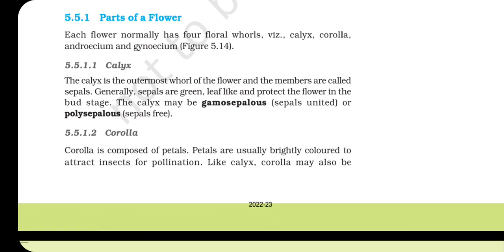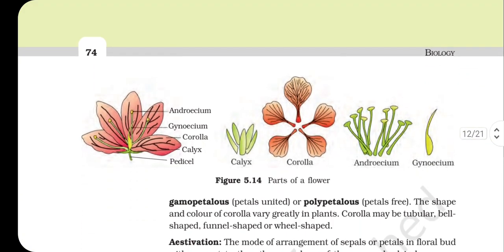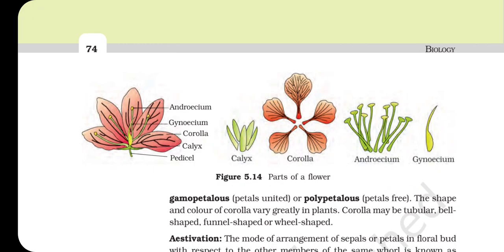Corolla is composed of petals. Petals are usually brightly colored to attract insects for pollination. Like calyx, corolla may also be gamopetalous, petals united, or polypetalous, petals free.